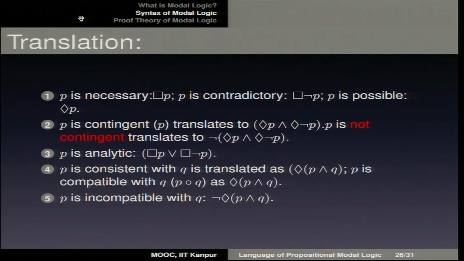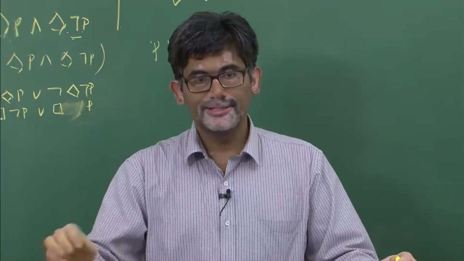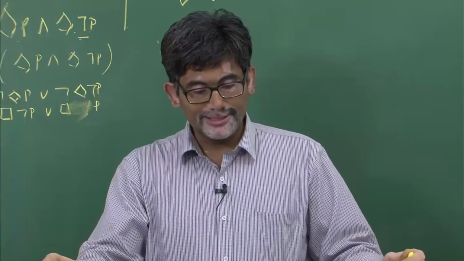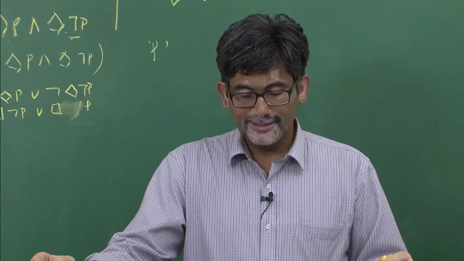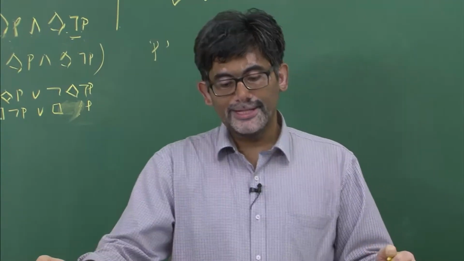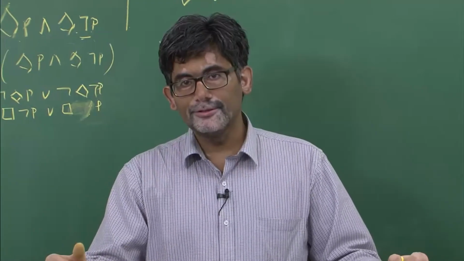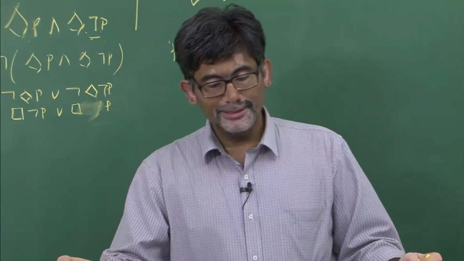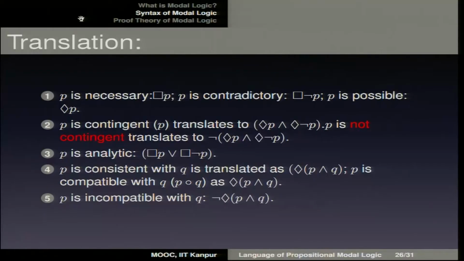P is compatible with Q, just you want to say that this is different from the logical consistency. We have used a different symbol here, so that is P is O Q. It is same as it is possible that P and Q, and P is incompatible with Q means it is not possible that P and Q is the case. So usually compatibility etc., all these things we use it with respect to physical necessity.